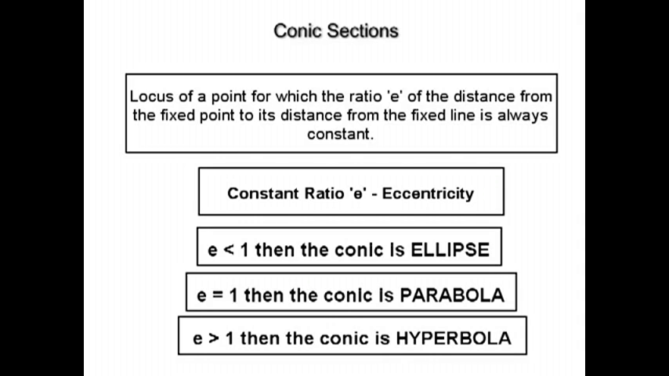Suppose P(x, y) is any point on the conic, and if PM is the perpendicular from the point P on the directrix, then SP upon PM equals e, that is, SP equals e times PM. This is called the focus-directrix property of a conic.